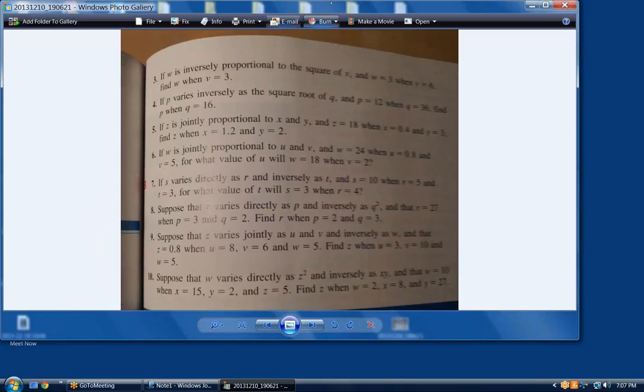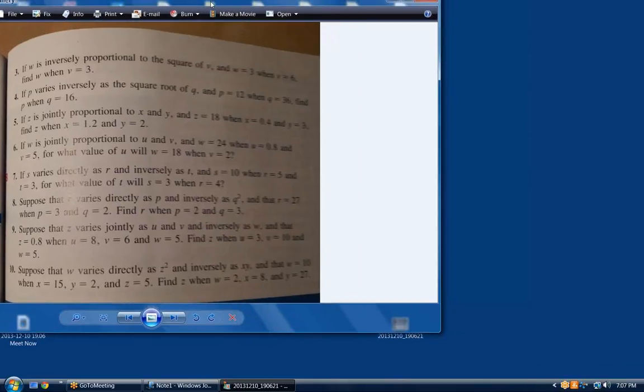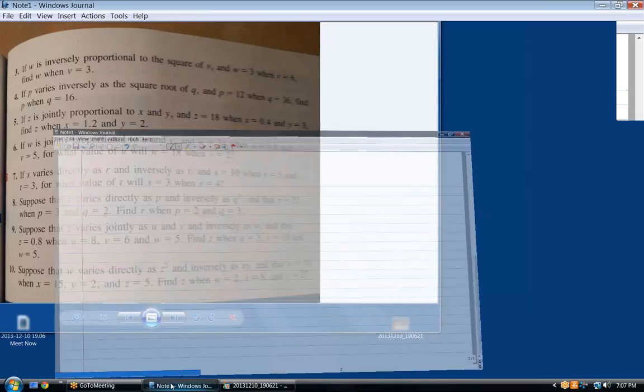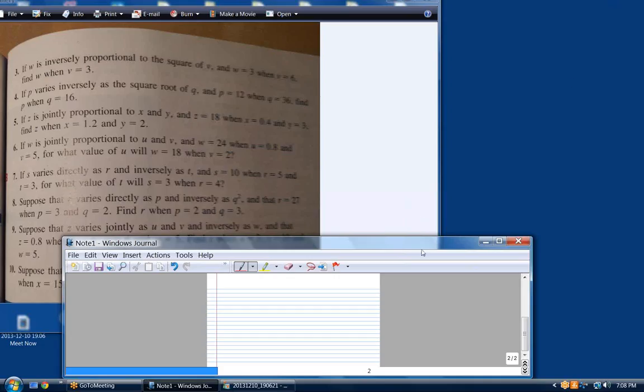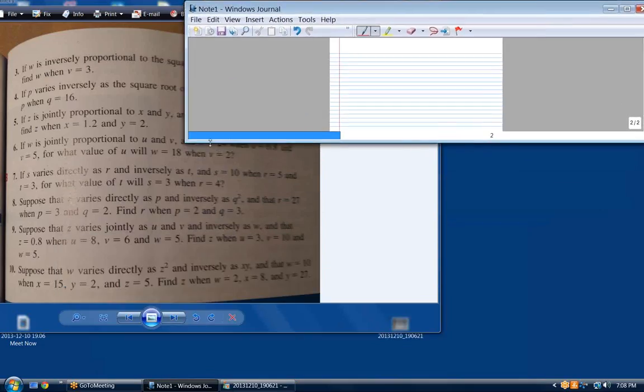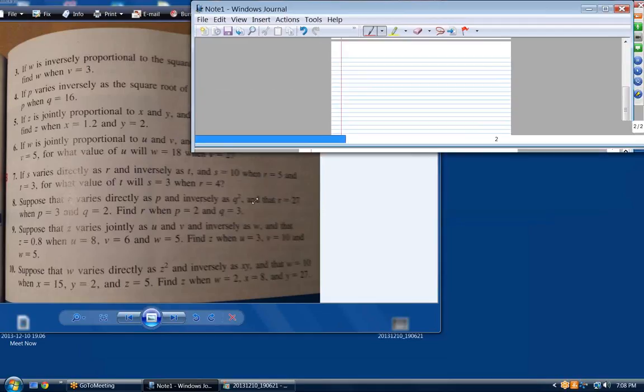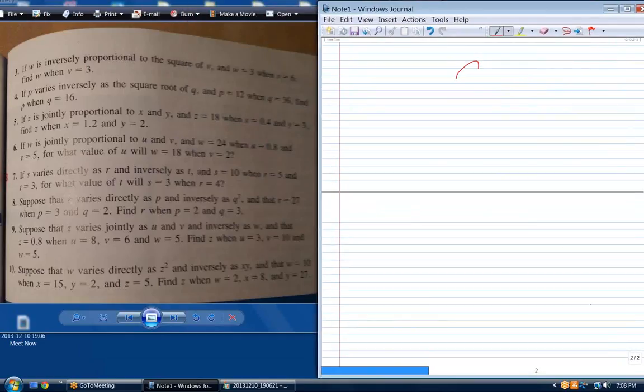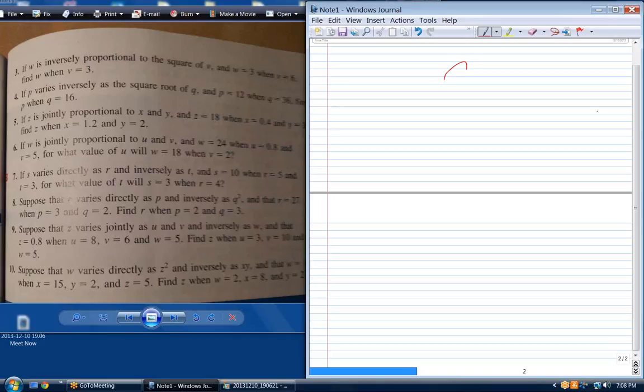All right. As we started to talk about last night, the key to these problems is to always set it up, and the first thing you want to do is solve for K. So you have to set it up originally as a general equation with K in there. Okay, which one are we going to start on? Let's start on number 3. Tell me how to write the general equation.